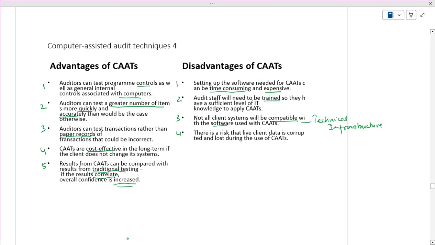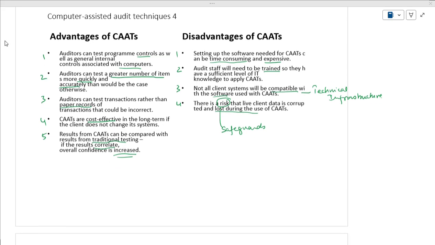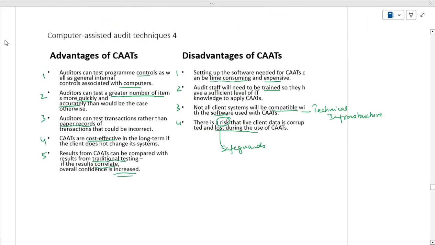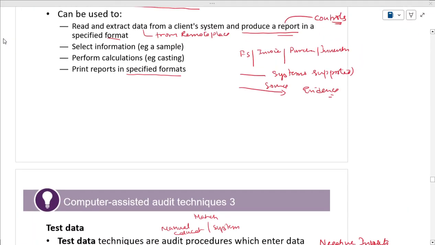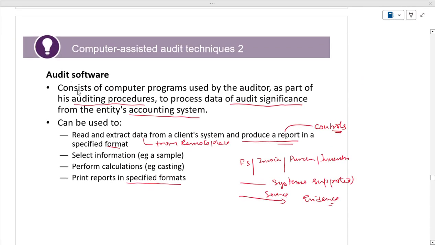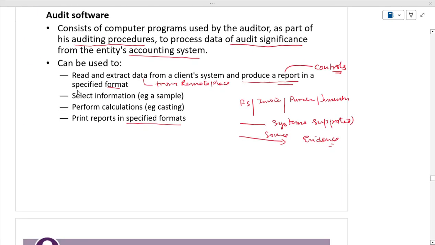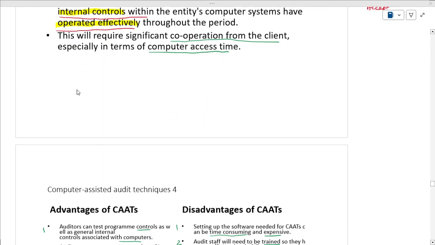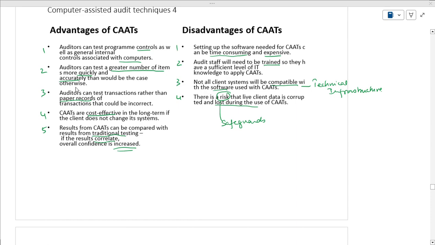There is a risk that the live client data is corrupted and lost during the use. There is a risk, okay, but now you have a lot of safeguards. Backups are there. These are the advantages and disadvantages of CAT. Are you clear about this? This is the second segment, and it is in small parts. We are talking in terms of audit software, test data, and advantages and disadvantages of CAT.